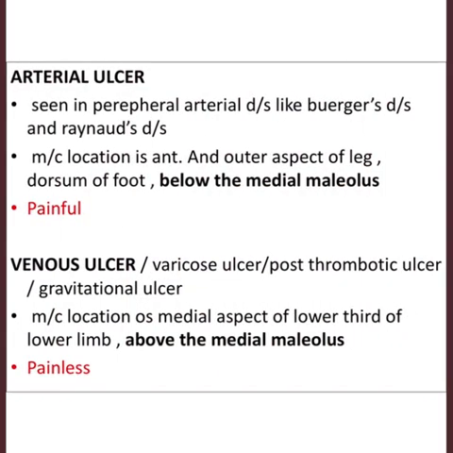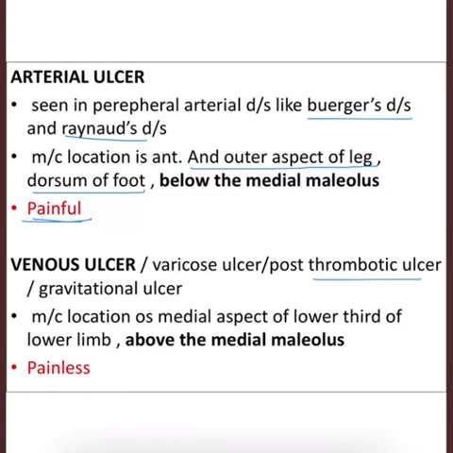Arterial ulcer, as the name suggests, is seen in arterial disease like Buerger's disease and Raynaud's disease. The most common location is the anterior and outer aspect of the leg, dorsum of the foot, and below the medial malleolus. Arterial ulcers are painful. You need to remember the difference between arterial and venous ulcer. Venous ulcers are varicose ulcers or post-thrombotic ulcers, also called gravitational ulcers.